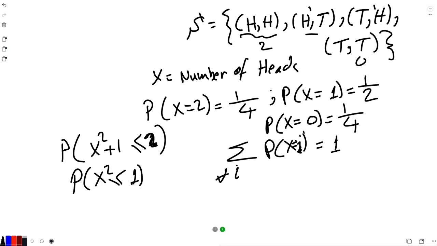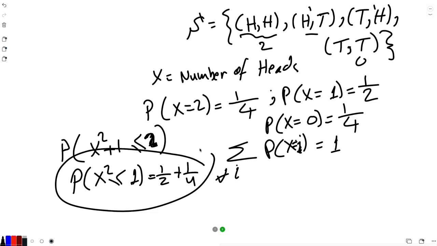Okay, and also 0 is included, so this probability is equal to half plus 1 over 4. Okay, this was not possible if we were still dealing with symbols. So dealing with numbers makes things much easier. This is the main motivation for using random variables, that we start dealing with numbers instead of just events or symbols. Okay, and now we define the joint probability.